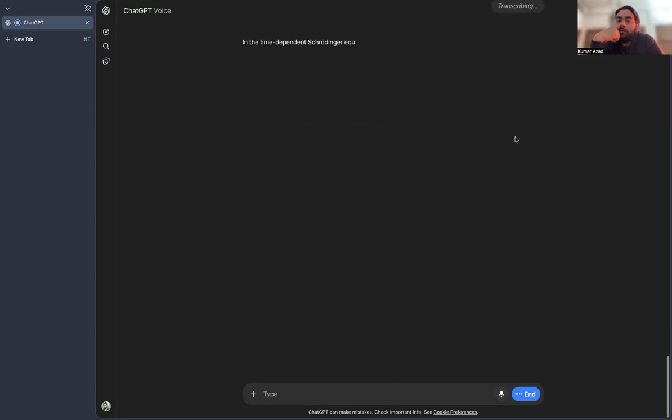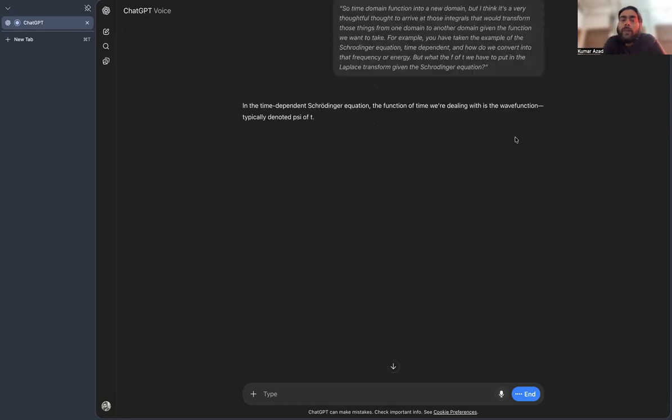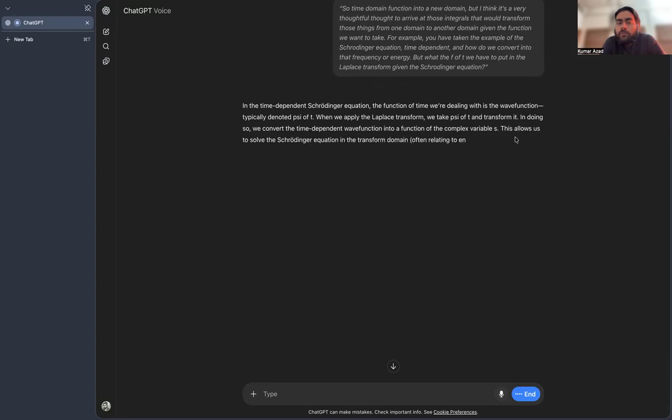In the time-dependent Schrodinger equation, the function of time we're dealing with is the wave function, typically denoted psi of t. When we apply the Laplace transform, we take psi of t and transform it. In doing so, we convert the time-dependent wave function into a function of the complex variable s. This allows us to solve the Schrodinger equation in the transform domain, often relating to energy, and later convert back, giving us a more manageable path to the solution.